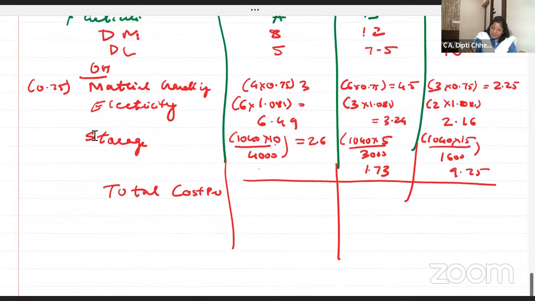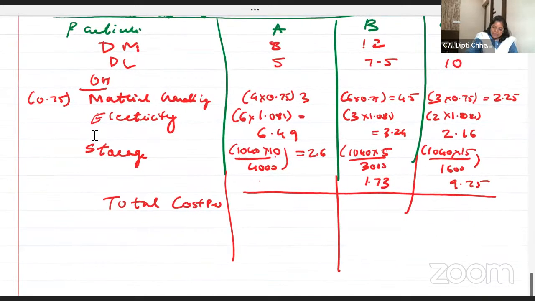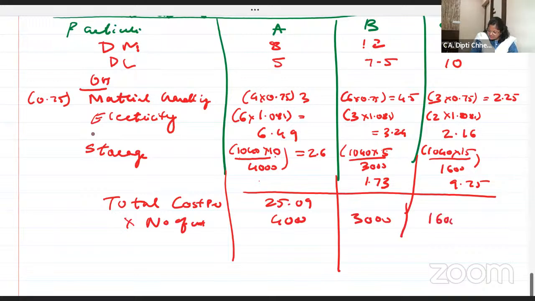चलो आ जाओ. 6. 8 plus 5 plus 6.49 plus 2.6, and that's the total cost plus 3, of course. So 25.09 multiplied by number of units, which is given to you 4,000, 3,000, 1,600, because they have asked you per unit cost and total. अगर सिर्फ total पूछा रहता तो it would have been done still earlier. It was easy.